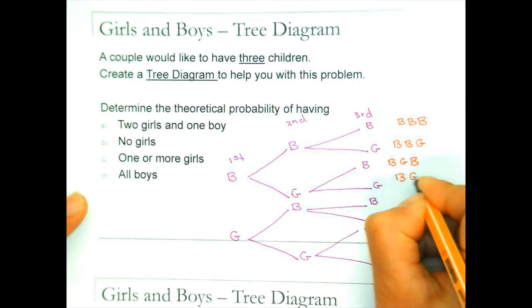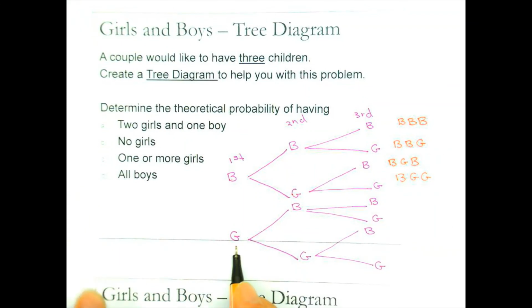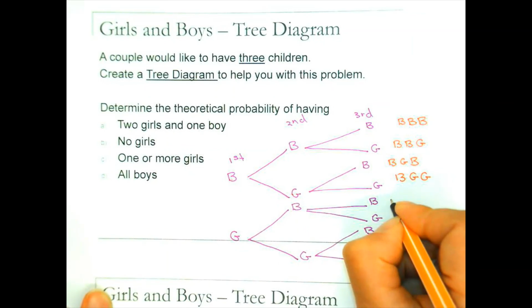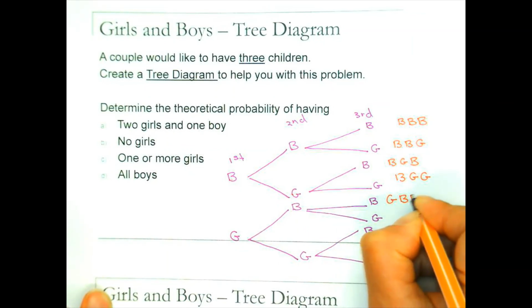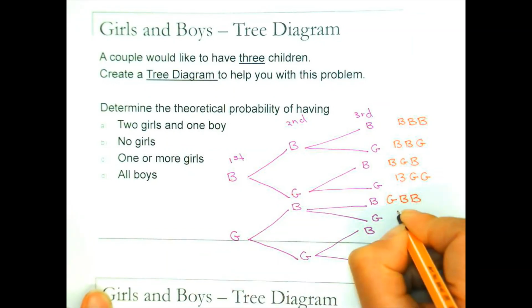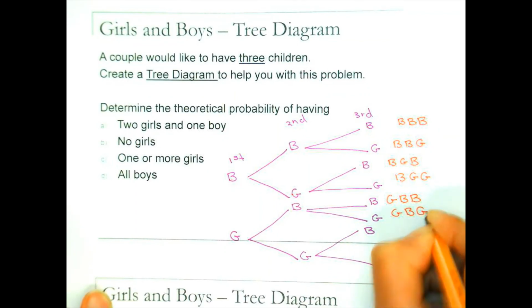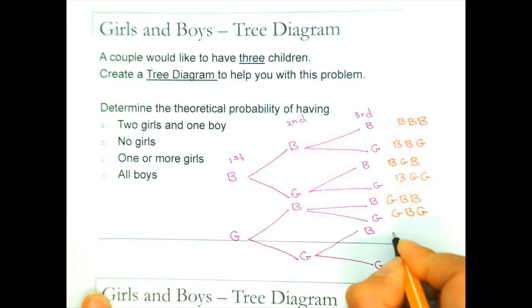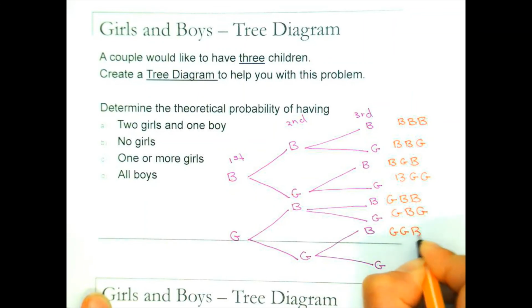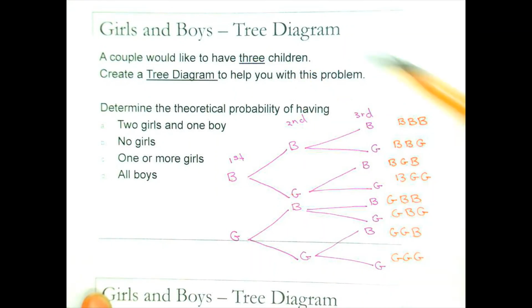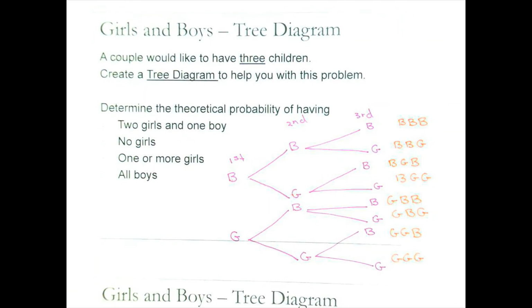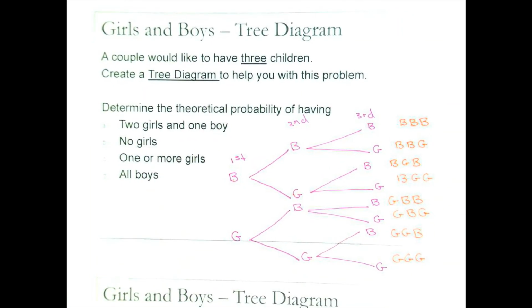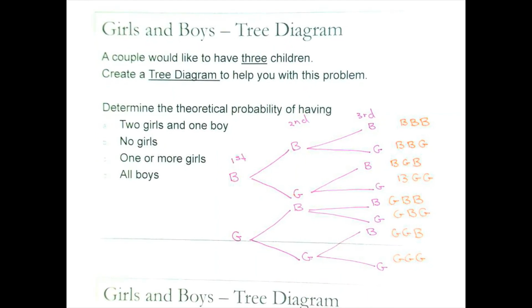Then they can have girl, boy, boy. Or girl, boy, girl. They can have girl, girl, boy. And they can have girl, girl, girl. So in total, if you have 3 children, 1, 2, 3, 4, 5, 6, 7, 8, there are 8 possible combinations of boys and girls.